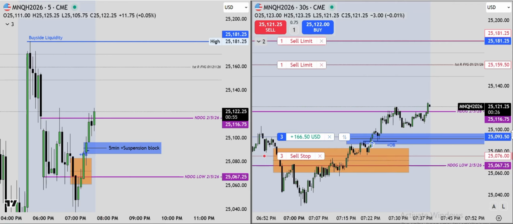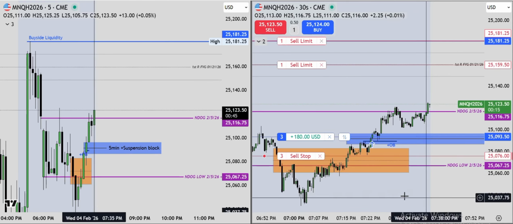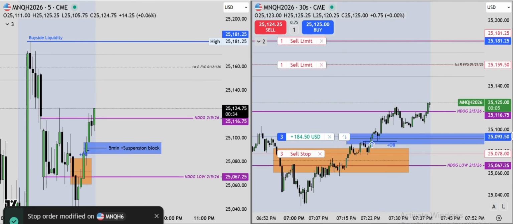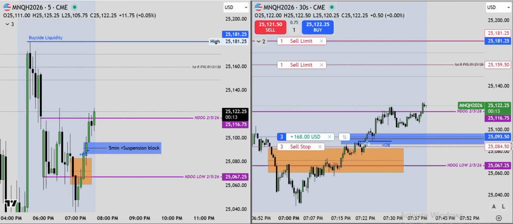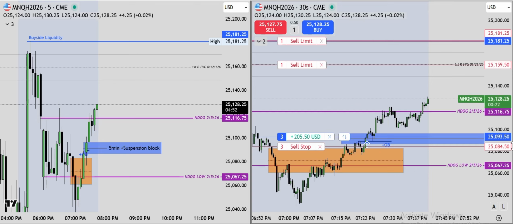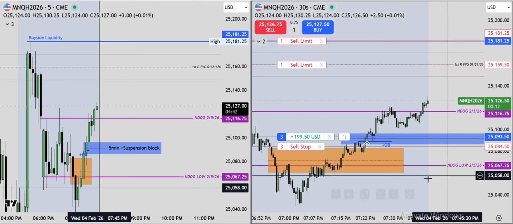Alright, so we get displacement above that new day opening gap high. I want to see us continue to push. I adjust my stop just below the 5-minute suspension block and that 30-second order block.